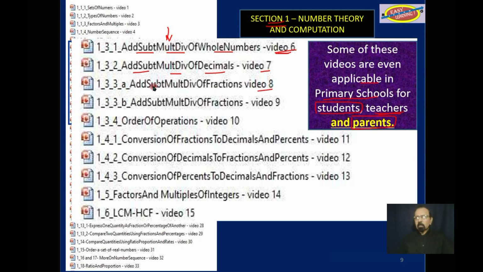Video 8, add and subtract fractions. Work done in grade 5. And then multiply and divide fractions, video 9. Work done in grades 5 and 6. And then you have order of operations, conversion of fractions to decimals and percents, and LCM and HCF, and so on.